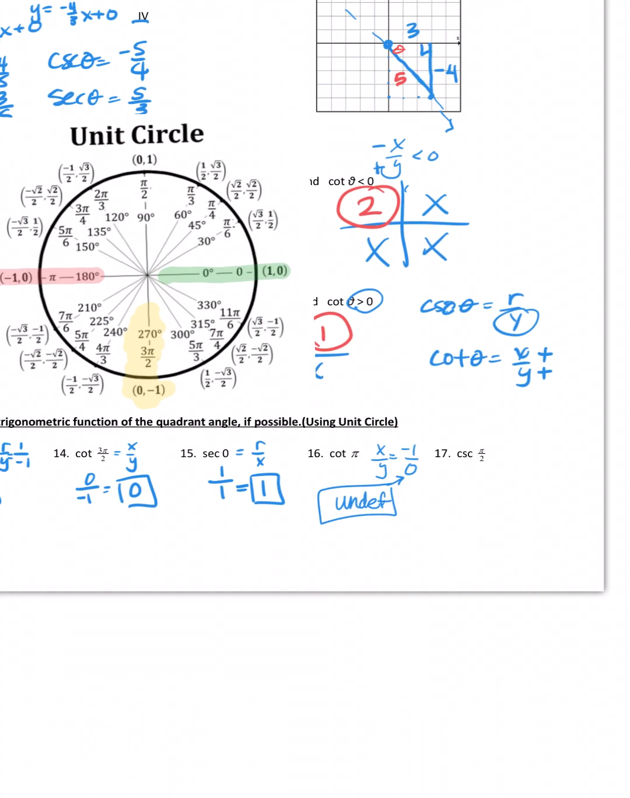Okay, one last one. This is taking us to pi over 2. Why not? Let's get all 4 corners, right? Pi over 2 brings me right up here to the y-axis. Cosecant, what is cosecant? It's r over y. Well, r is always 1 on the unit circle. And then I divide it by the y value, which is 1. So the cosecant at pi over 2 is 1.